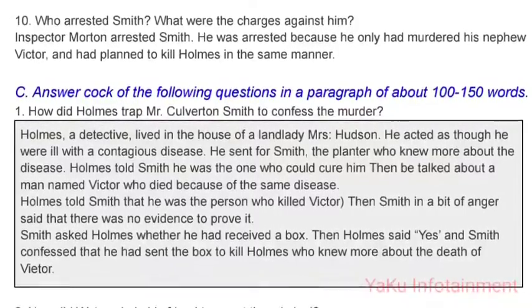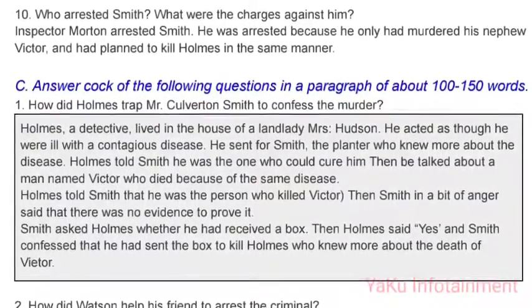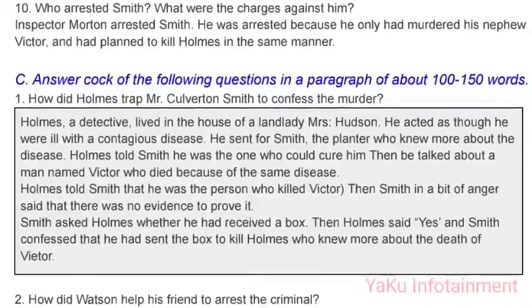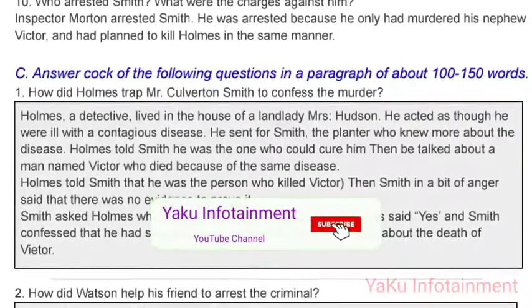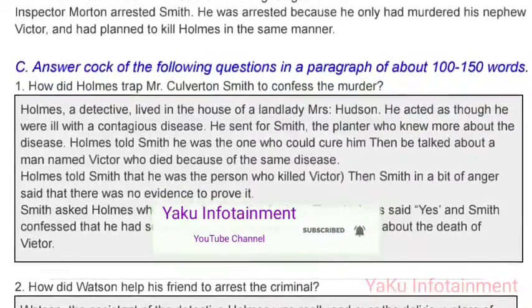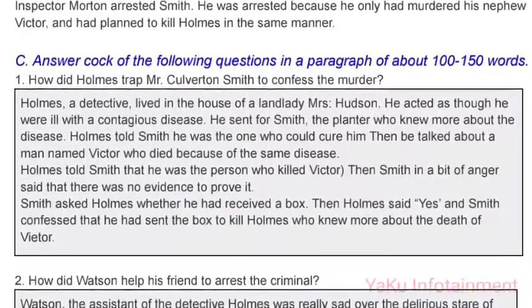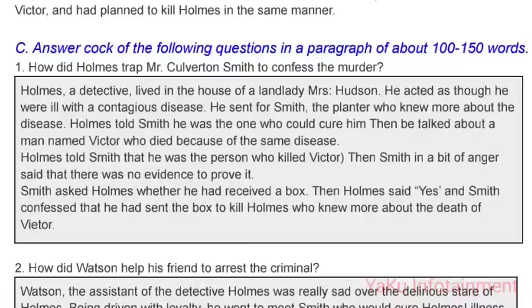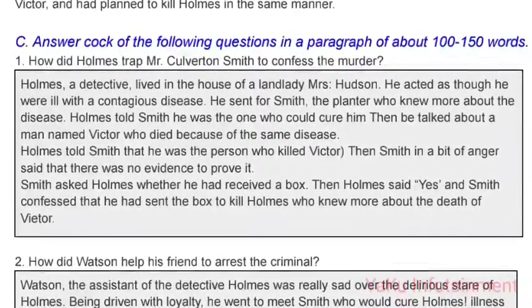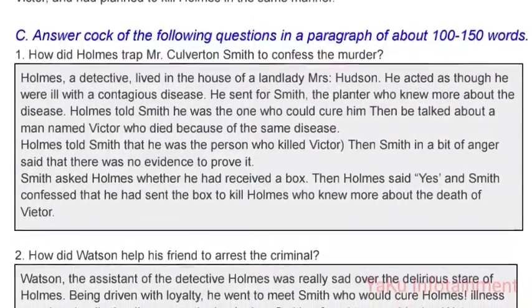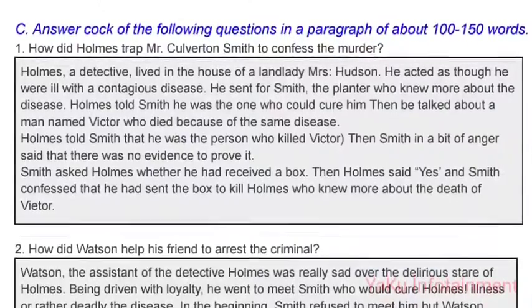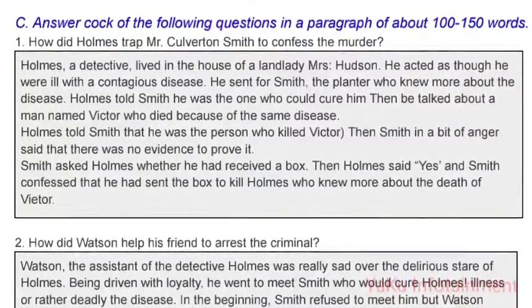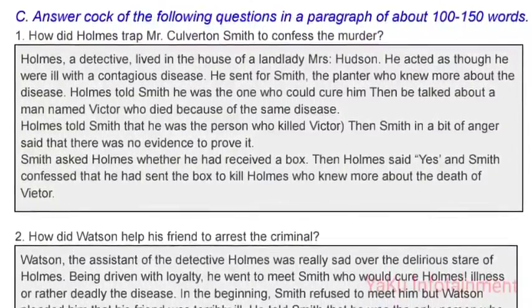10. Who arrested Smith? What were the charges against him? Inspector Morton arrested Smith. He was arrested because he had murdered his nephew Victor, and had planned to kill Holmes in the same manner. C. Answer the following questions in a paragraph of about 100 to 150 words. 1. How did Holmes trap Mr. Culverton Smith to confess the murder?